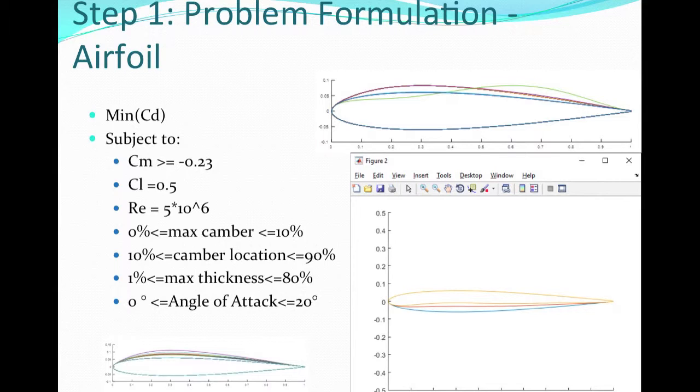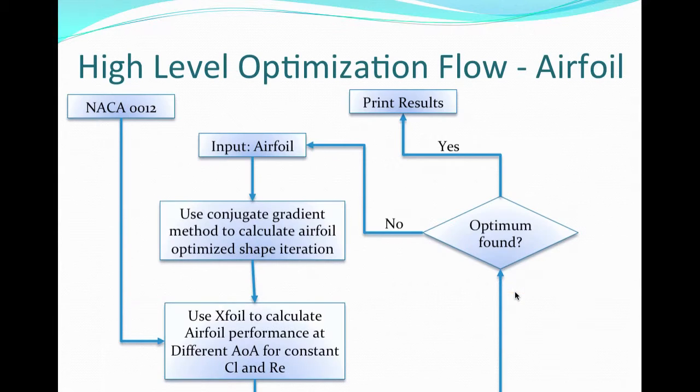Minimize the drag subject to these parameters right there. It starts off with a symmetric airfoil, and then it closed on this gold airfoil shape below. This is a high-level process flow. So NACA 0012 is what the initial input was.